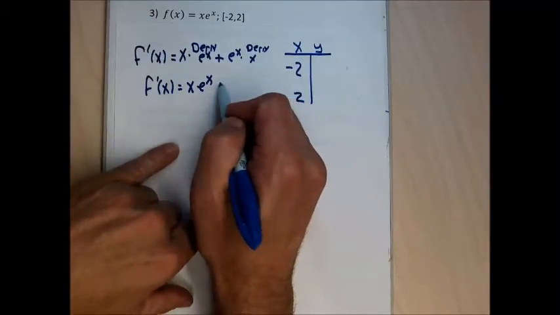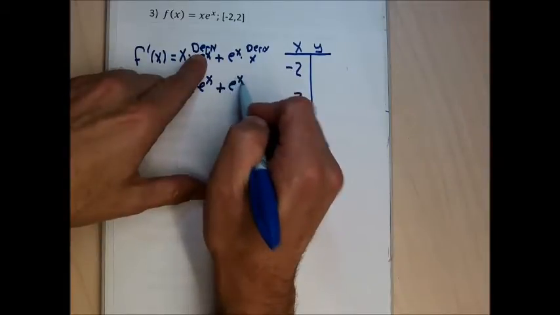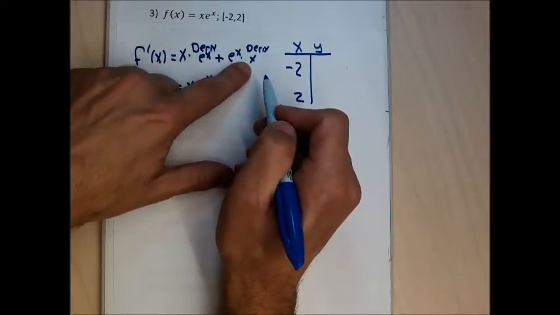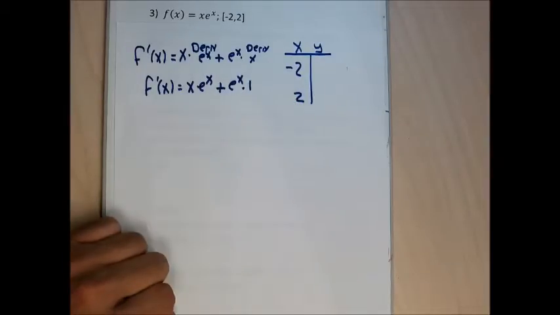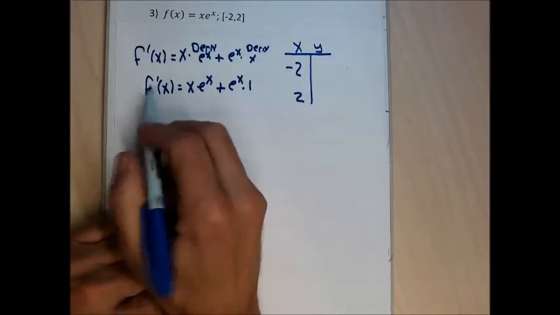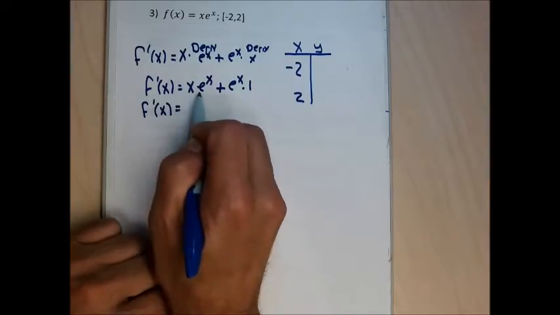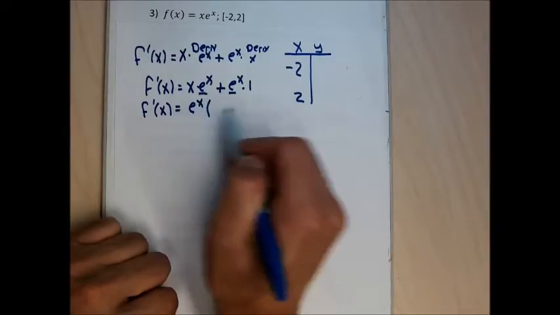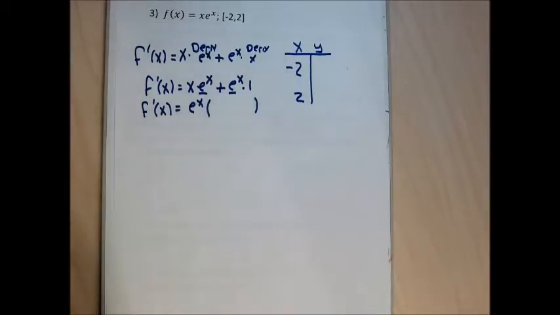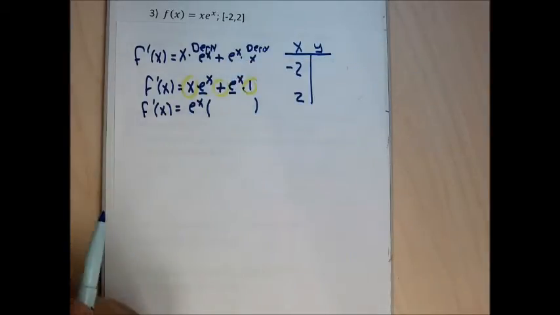And then to the right of the plus sign, I get e to the x times the derivative of x. The derivative of x is 1. It's going to help if I write this times 1. Now I'm going to pull out a common factor of e to the x. So there's an e to the x, there's an e to the x. I'm going to factor out that e to the x. When I factor out that e to the x, I'm going to be left with an x plus 1 that goes inside my parentheses.